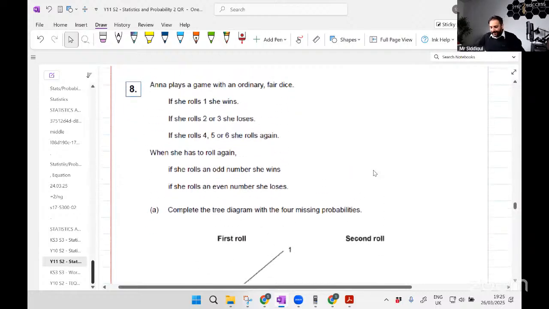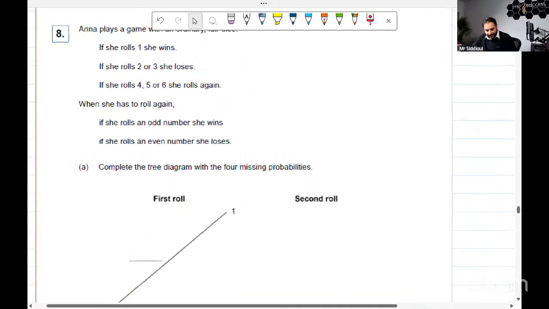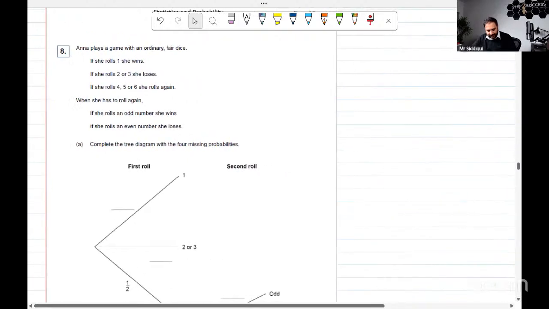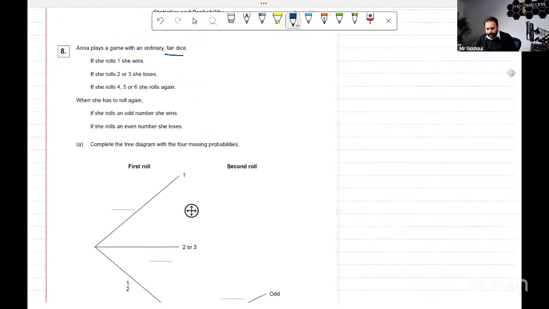Question 8. Anna plays a game with an ordinary fair dice. If she rolls 1, she wins. Okay, well, it's an ordinary fair dice. The probability of rolling a 1 is 1 out of 6, isn't it? Because there's 1 on a dice.